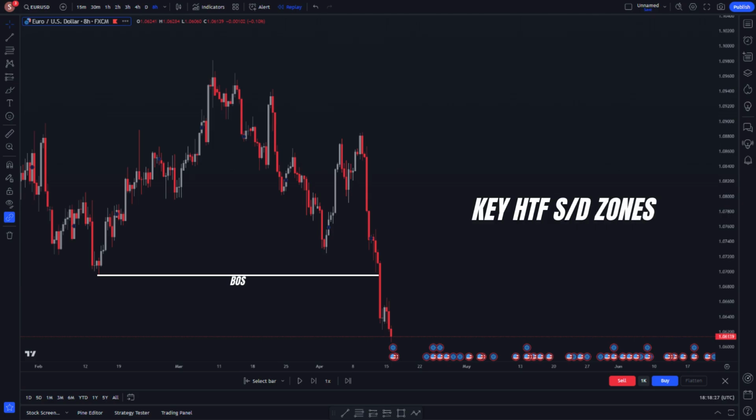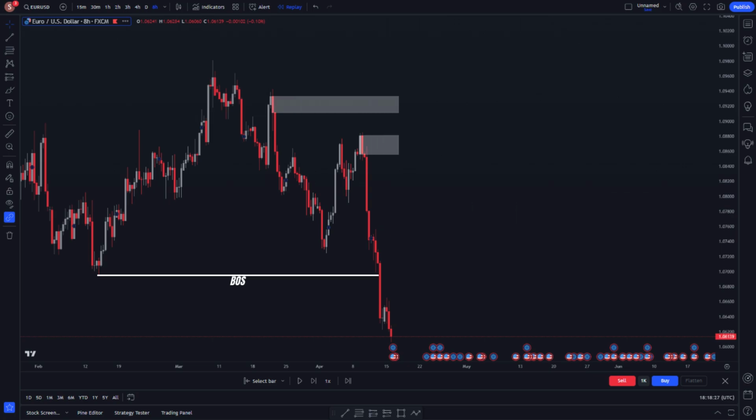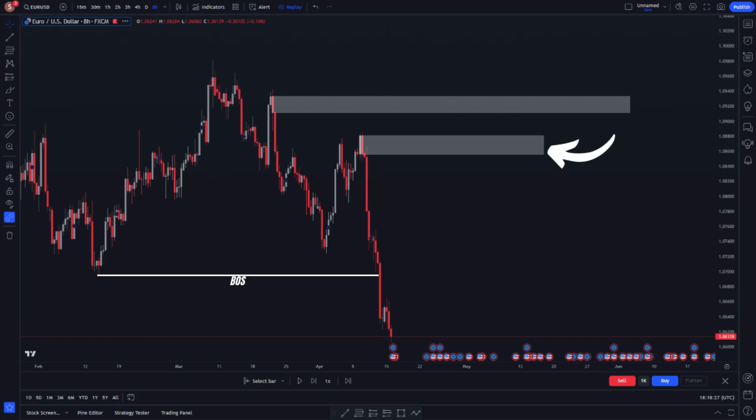Second, mark the key higher timeframe demand or supply zones. In our downtrend example, we will mark our supply zones. Here, we have 2 valid supply zones. However, the first one acts as an inducement. I won't explain this concept in detail in this video, but I'll leave a link in the description to a video that covers inducements in depth.